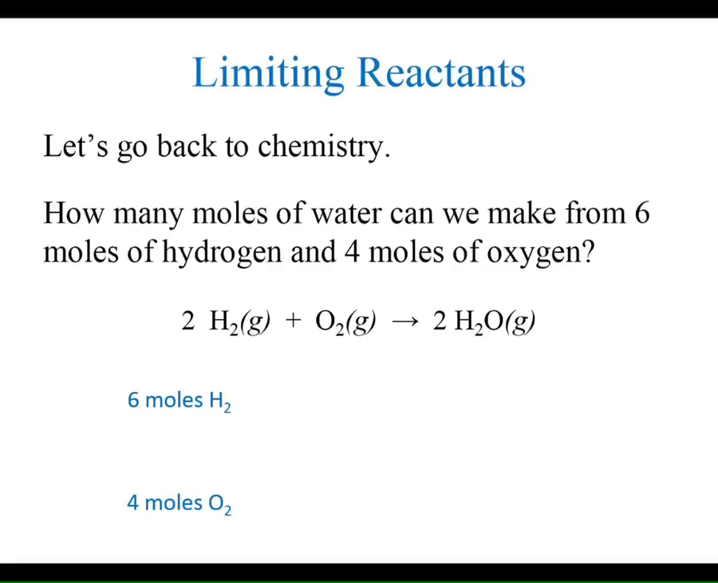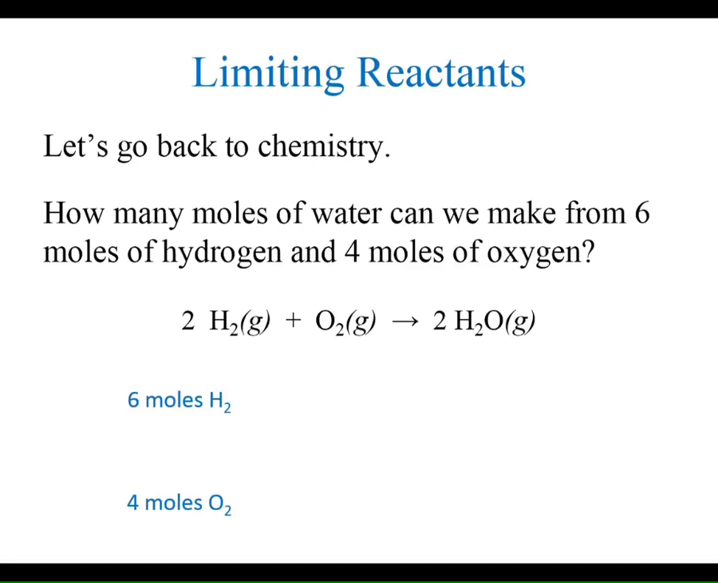Okay, so let's go back to chemistry. And exact same thing. The ratio for chemistry is, for every 2 hydrogens, I need 1 oxygen to make 2 waters, right? Same thing. So, what if I put in 6 hydrogens and I put in 4 oxygens? How much water would I make? So, we're going to figure it out. We're going to see, okay, 6 hydrogens, how much water could that make? 4 oxygens, how much water could that make? So let's just try it out.